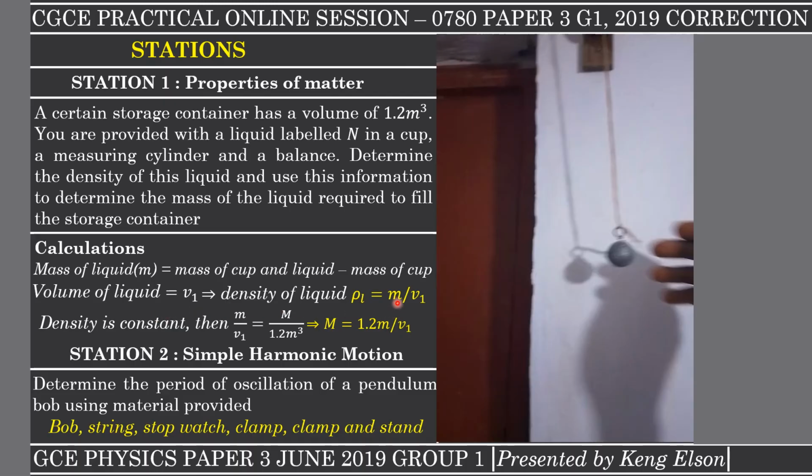After finding the density of the liquid, now let's go to simple harmonic motion. Determine the period of oscillation of a simple pendulum bulb using the material provided. So we have a bulb, we have a string, we have a stopwatch, we have a clamp and stand. Yes, that is it. And we need to determine the period of oscillation. So listen.